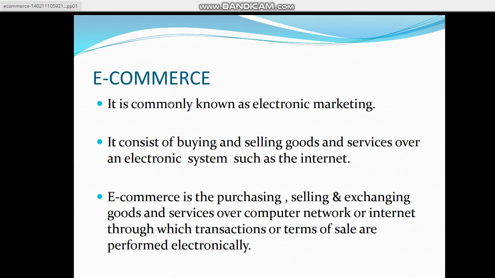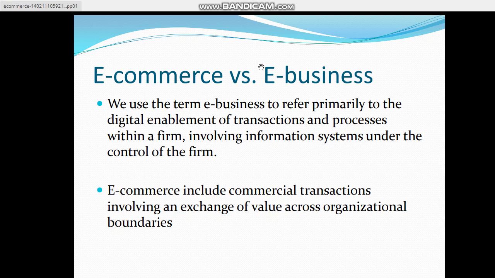And now come to the e-commerce. E-commerce is commonly known as electronic marketing. It consists of buying and selling goods and services over an electronic system such as the internet. E-commerce is the purchasing, selling, and exchanging of goods and services over a computer network or internet through which transactions or terms of sale are performed electronically.